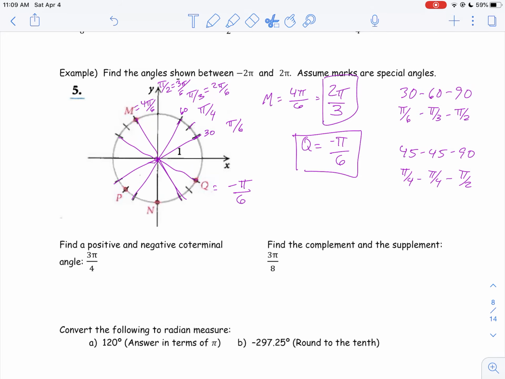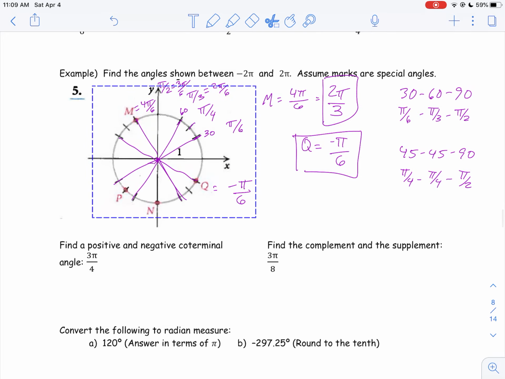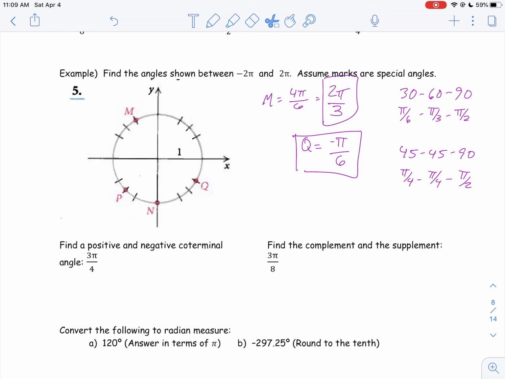Now we have to find P and N, and you can see those are a little bit different. So I'm going to go ahead and delete these out. To get P, we see we're in the multiples of 45. And so this is pi over 4. If you want, you can just count. This is 2 pi over 4, 3 pi over 4, 4. You can just skip, right? We know that's pi, so this has to be 5 pi over 4.